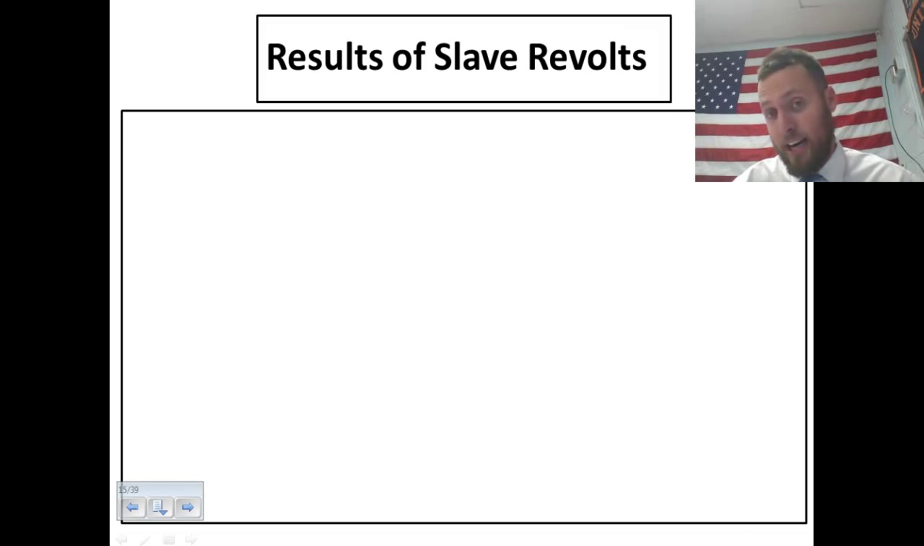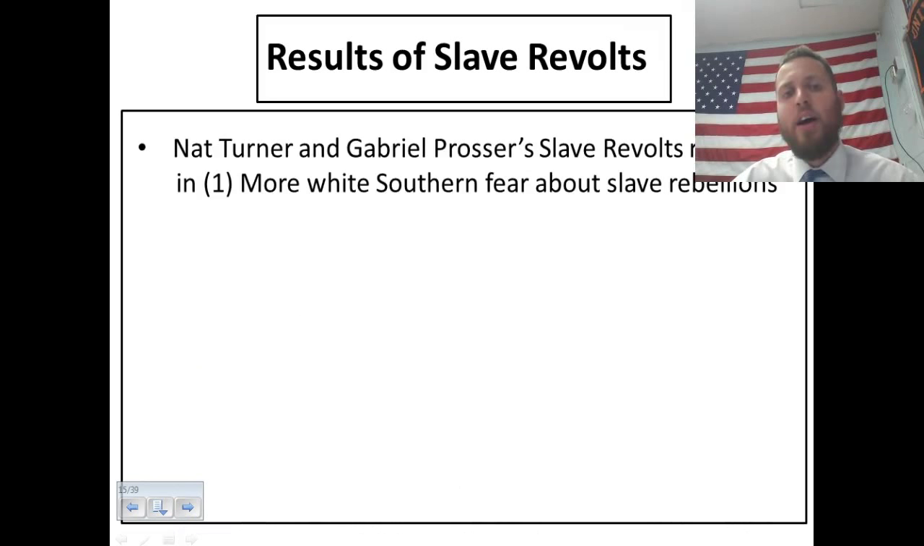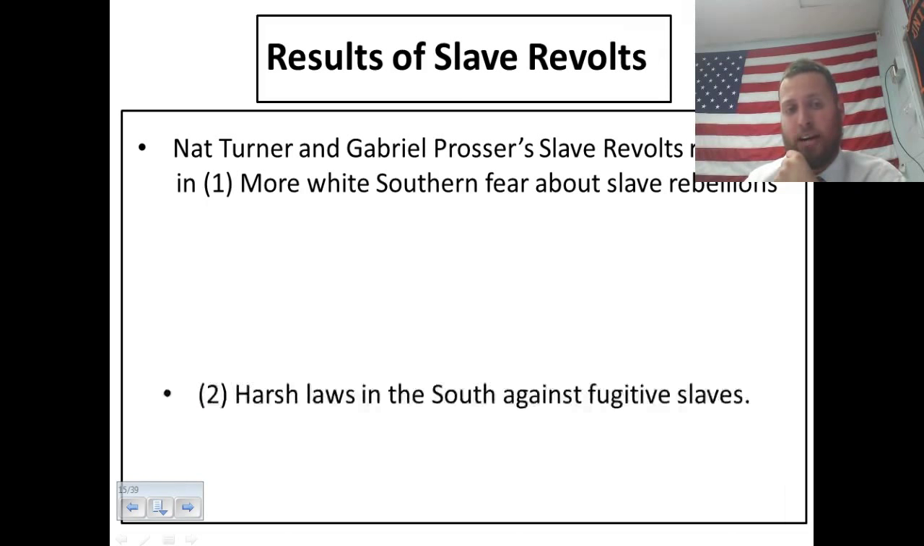And when they were done, there were three effects of the slave revolts. Here we go. So write this down. Nat Turner and Gabriel Prosser's slave revolts resulted in, and we're going to go 1, 2, 3. They resulted in 1. More white Southern fear about slave rebellions. So white Southerners are already worried about it. Now they're going to be more worried about it.